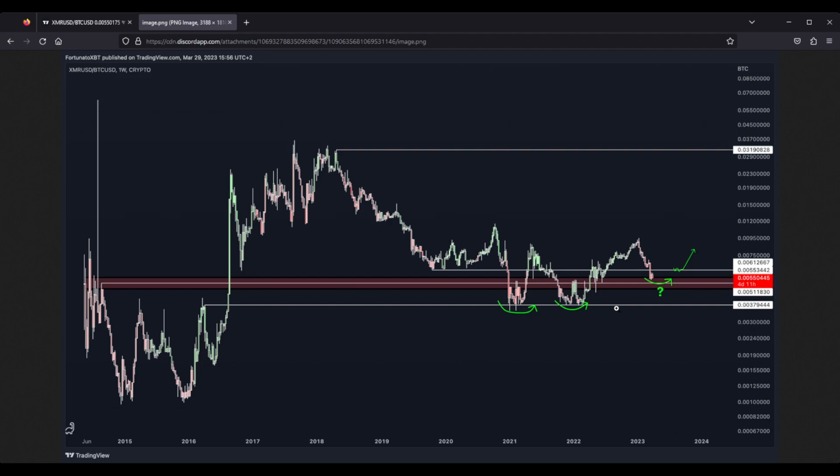It's all an if, right? So if it were to make a higher low there and it went to go above that level, 0.006, what's that, 612,000 satoshis, then we like it. We like it there.